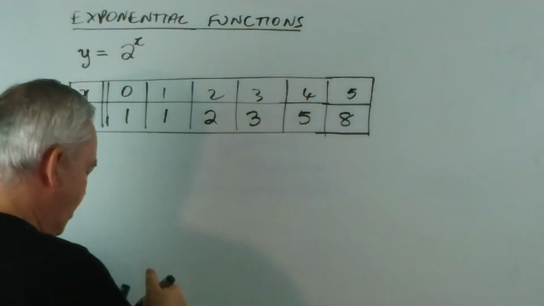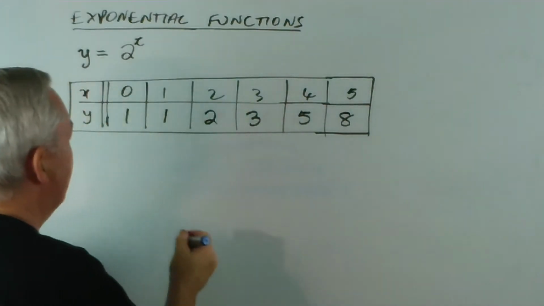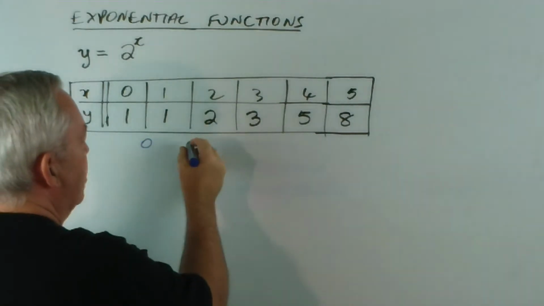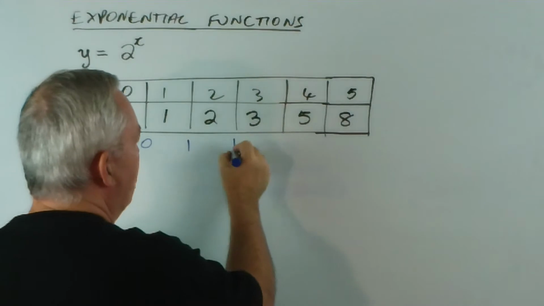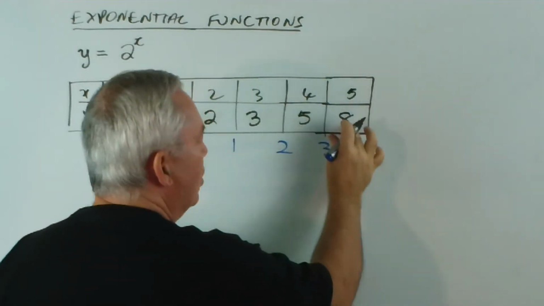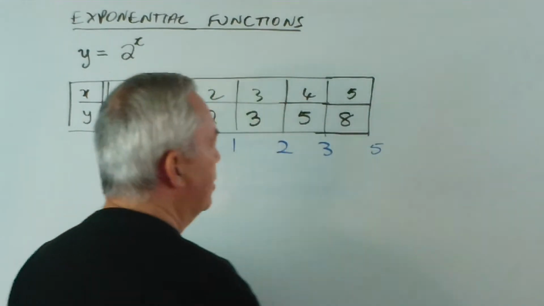Well, let's look at the differences. I want you to see something. Difference here is 0. Difference here between 1 and 2 is 1. Between 2 and 3 is 1. Between 3 and 5 is 2. 5 and 8 is 3. Between 8 and 13 is 5.